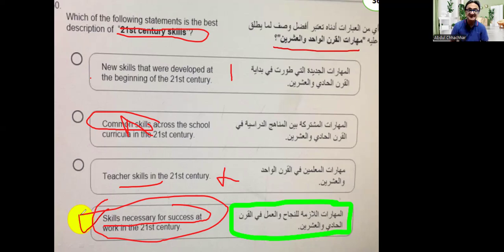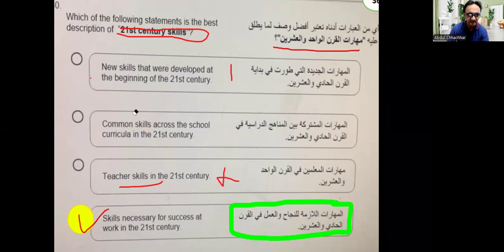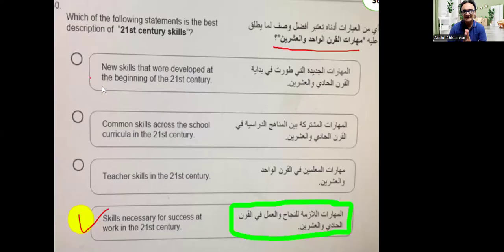Digital literacy, leadership, these all are the needs of the 21st century. So why are we teaching these 21st century skills? Because it's a need of the students and the market. So option D is the correct one. Moving on, next, what we have. So these are the questions.